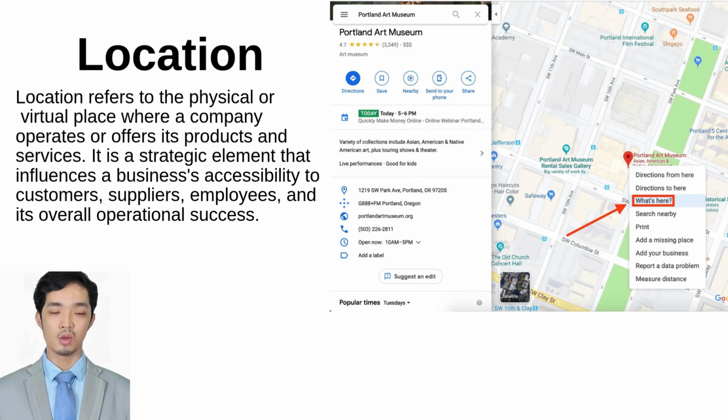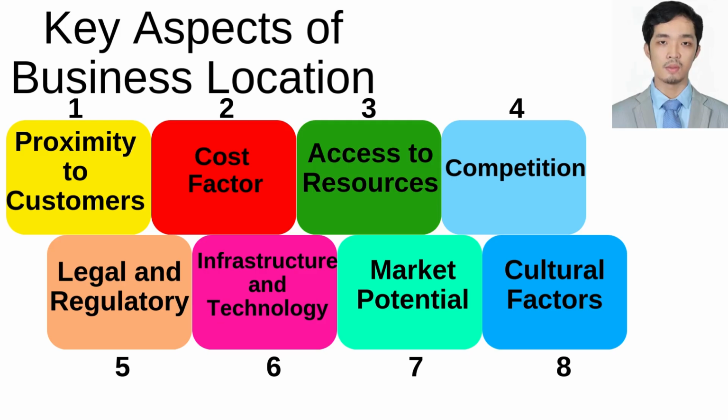I will explain about location for business purposes. Location refers to the physical or virtual place where a company operates or offers its products and services. It is a strategic element that influences a business's accessibility to customers, suppliers, employees, and its overall operational success. In this section, I will explain key aspects of business location.